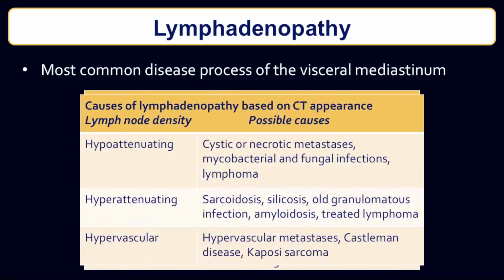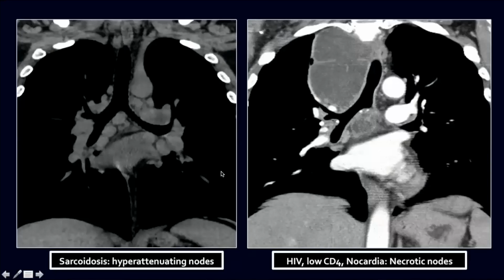So you can try to ascertain the cause of lymphadenopathy somewhat based on the CT appearance. So if you're looking at hypoattenuating nodes, as in they're appearing very cystic or necrotic, think of mycobacterial infections or non-tuberculous mycobacterial infections, nocardia, sometimes even cystic or necrotic metastasis. Hyperattenuating nodes may be seen due to sarcoidosis and old granulomatous infections. And hypervascular nodes may be seen with Castleman's disease or patients with hypervascular primaries leading to metastasis. So here are two examples.